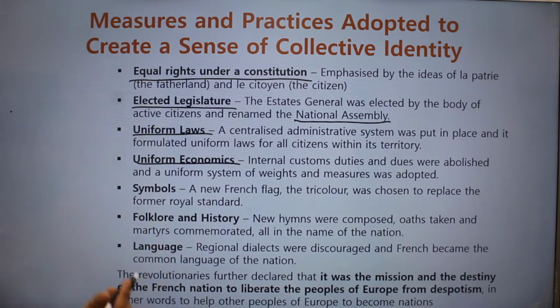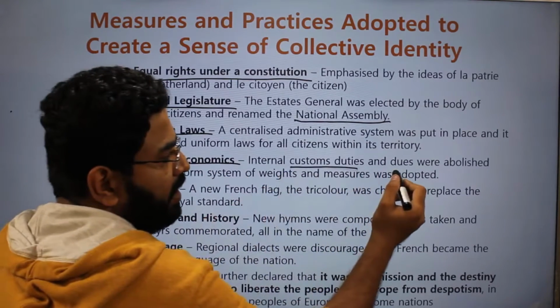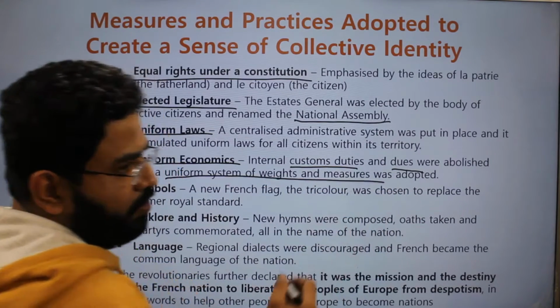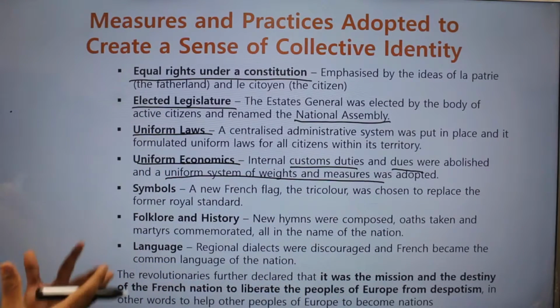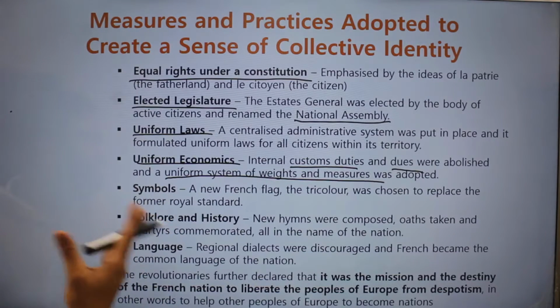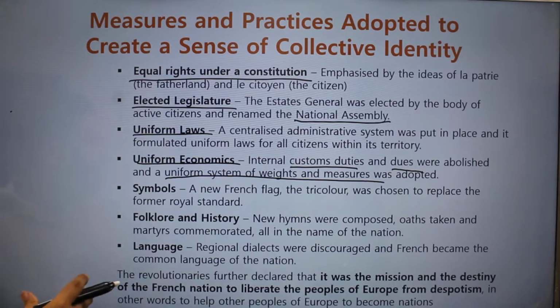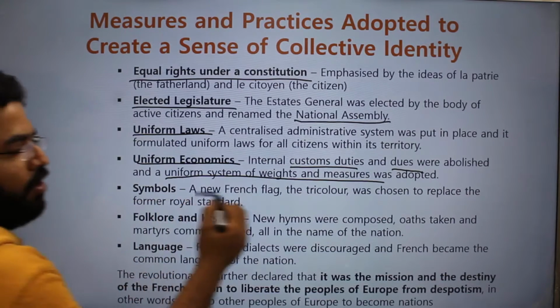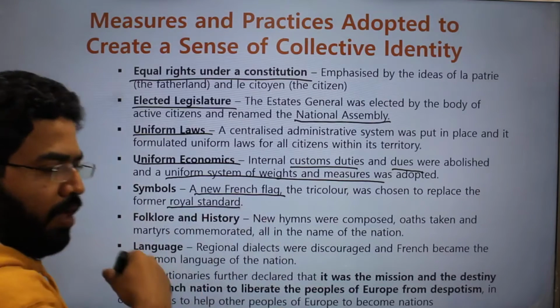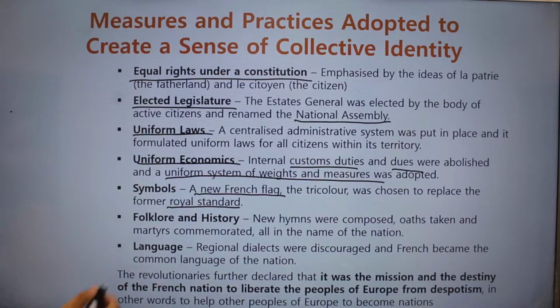By uniform economics I mean that the custom duties and the dues were abolished, and a uniform system of weights and measures was adopted, something which we consider essential in this generation. That was introduced for the first time after the French Revolution. So a royal standard was removed and a new French flag was introduced.